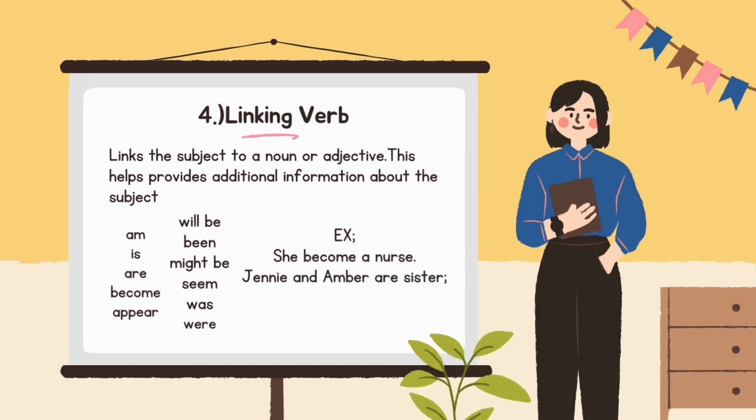Linking verb links the subject to a noun or adjective. These verbs provide additional information about the subject. Is, are, become, appear, will be, been, might be, seem, was, were. For example, she became a nurse. Jenny and Amber are sisters.